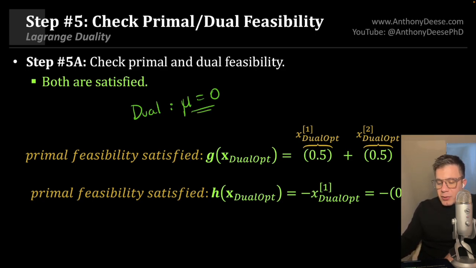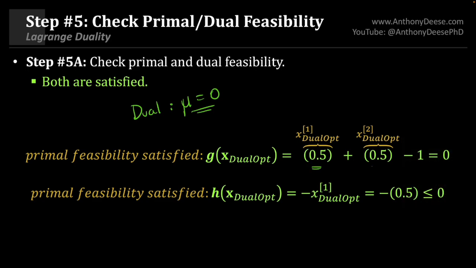We do still have to check primal feasibility, so we take these values, we add them together, -1 equals 0, right? So that satisfies the equality constraint. And then the inequality constraint tells us that the x1 value should be greater than or equal to 0, or the negative of it should be less than or equal to 0. And that fits because x1 is equal to 0.5.